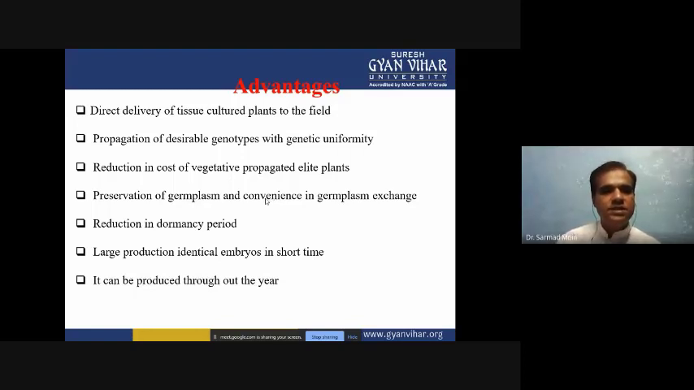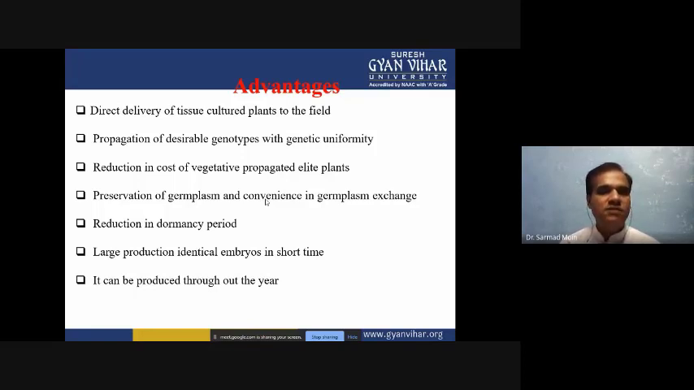First advantage is direct delivery of tissue culture plants to the field. When we are culturing the encapsulated somatic embryos, we have to put these somatic embryos on the artificially synthesized media in in vitro condition, so that these encapsulated somatic embryos can generate plantlets, and after hardening we can directly transfer them into the field. So a large number of plants will be very easy to produce from these synthetic seeds.